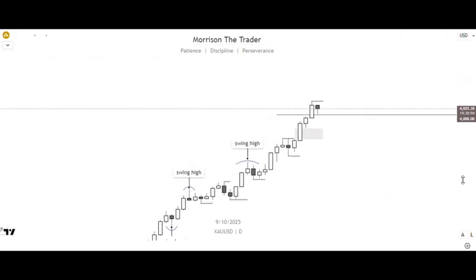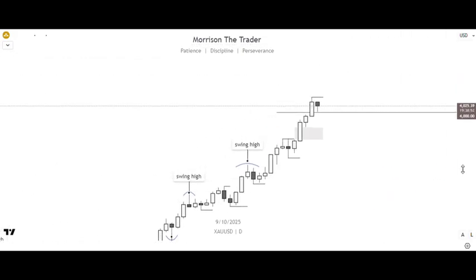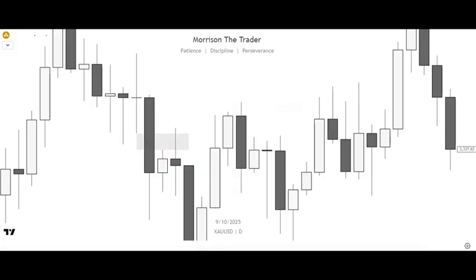So our next session is going to be on fair value gaps. Fair value gaps. So what is a fair value gap? A fair value gap is a 3 candle pattern.